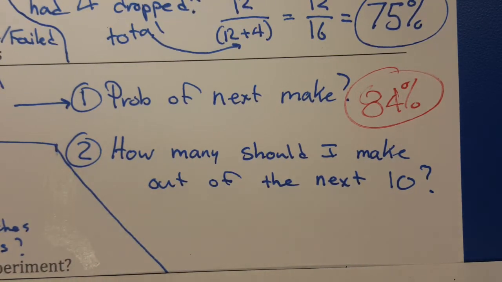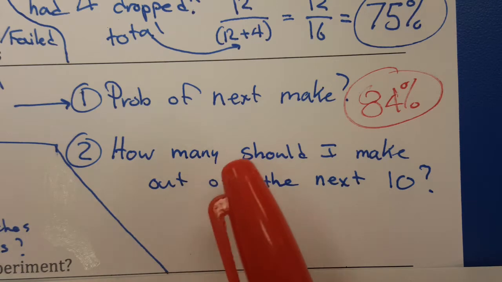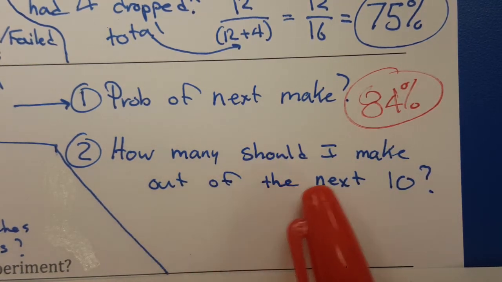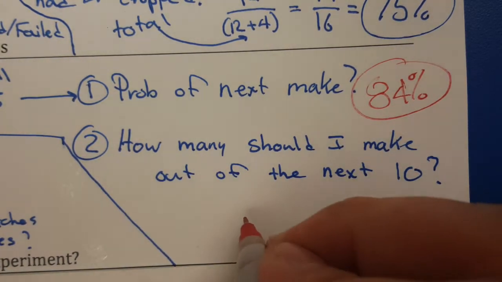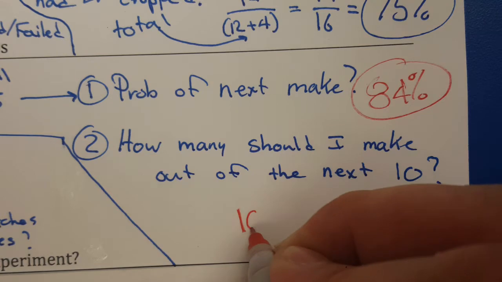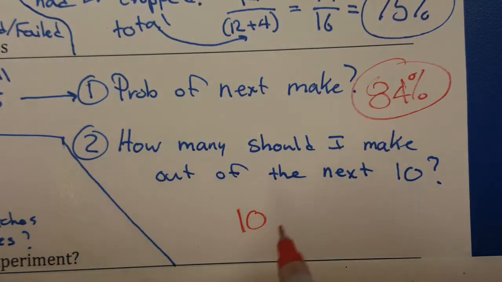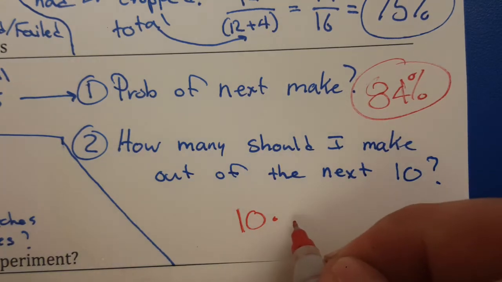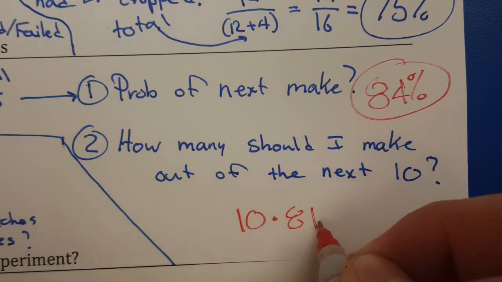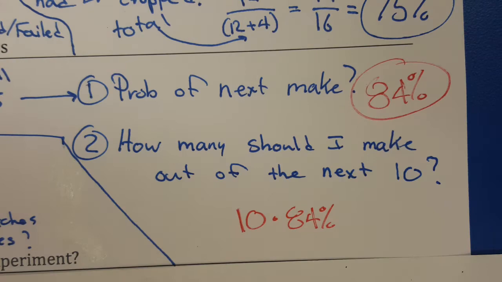Sorry about the bell. Now, here's a fun one here, okay? How many should I make out of the next 10? Again, that's not 50-50. It's skill-based. It's human-based. So what you need to do is take the 10 that I'm going to shoot, or I'm going to try, and you actually take that times my frequency, okay? So you actually take that times 84%.